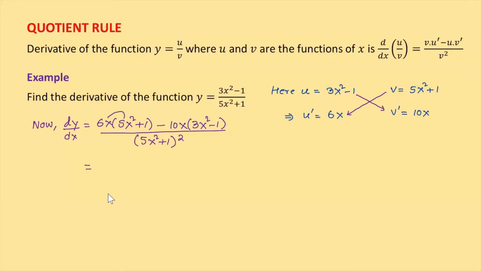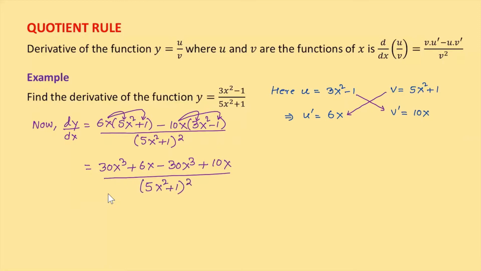Okay, so first we distribute this 6x. So that will be 6 times 5, 30x cubed. And then if I distribute here, it will be plus 6x. Then we have a minus 10x. We are going to distribute that 10x now. 10x times 3x squared is 30x cubed. And when I'm distributing that over here, negative and negative will be positive. 10x times 1 is 10x, divided by, in the denominator, we have 5x squared plus 1 quantity squared. We don't need to expand that. We can leave it like that.